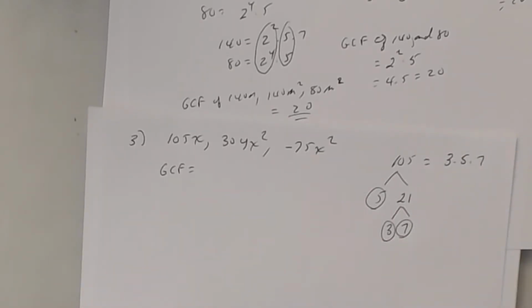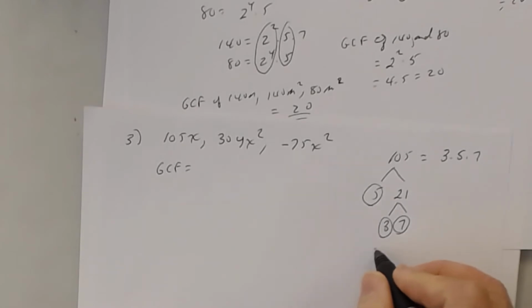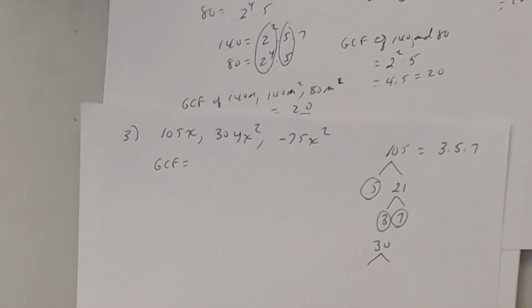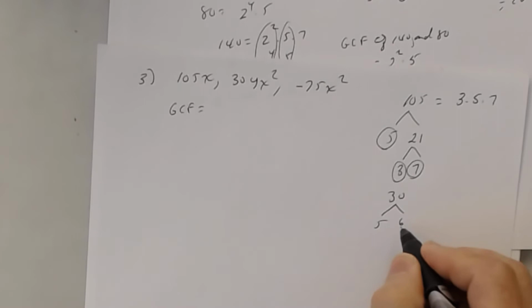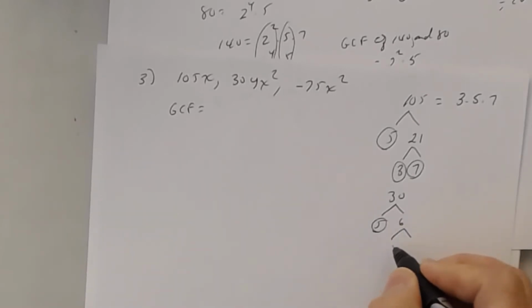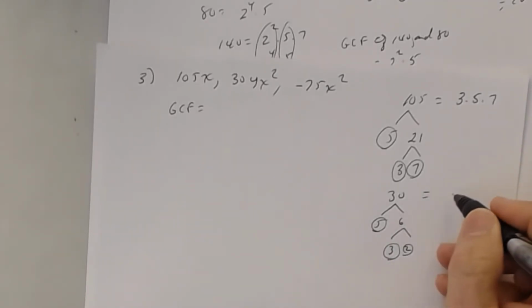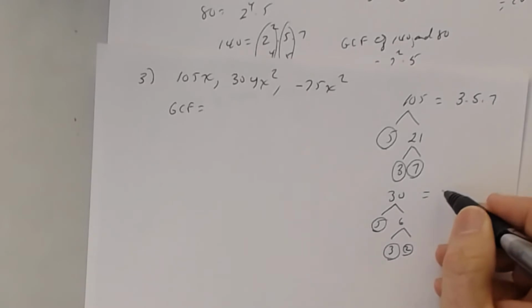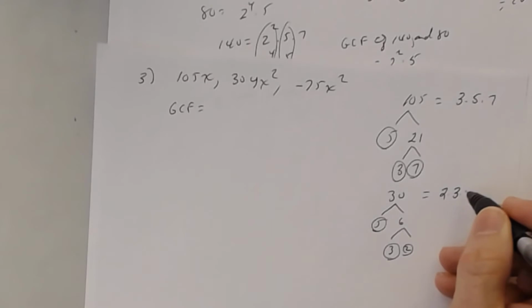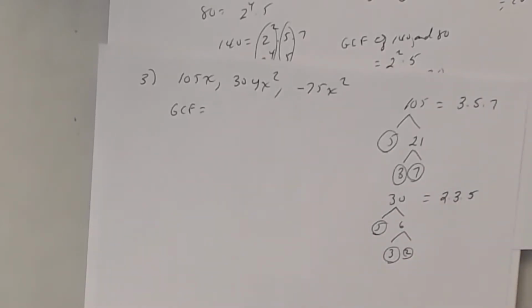Okay. All right, 30. 5 and 6. And then what? 3 and 2. Okay. And so I have everything circled, so I can now write the prime factorization of that. And let's put it in numerical order. You don't have to. 2 times 3 times 5. Okay? And then 7, even though the coefficient of x squared is negative 75, I'm just going to put 75.